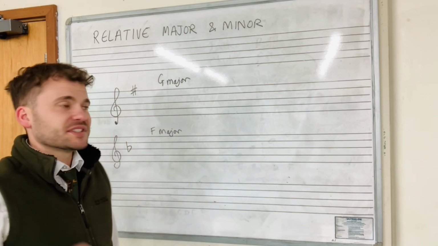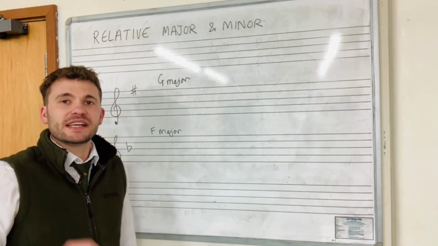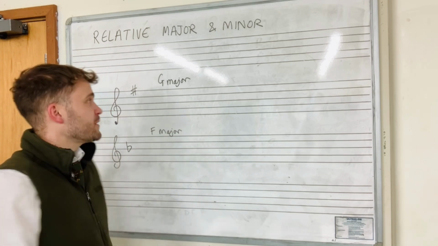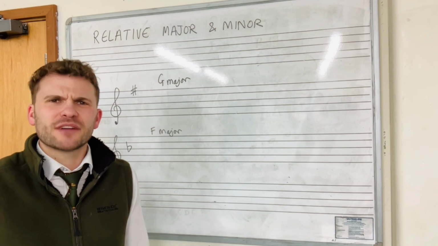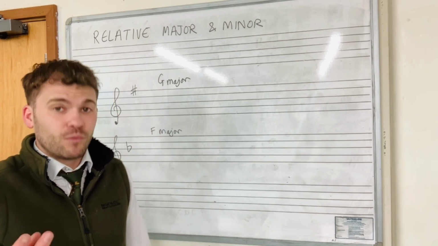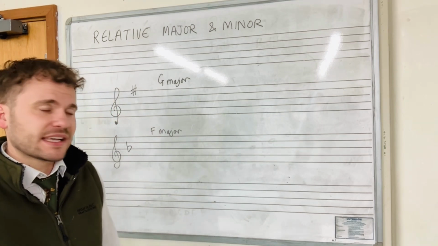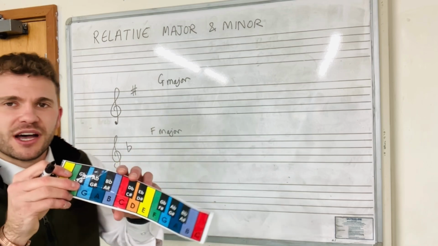But what happens if this music is actually minor? What about if we're playing this piece and we're thinking, well, it says it's in G major, but it actually sounds like it's in a minor key? Well, a very easy way of working it out, and this is where we need a little piano chart.